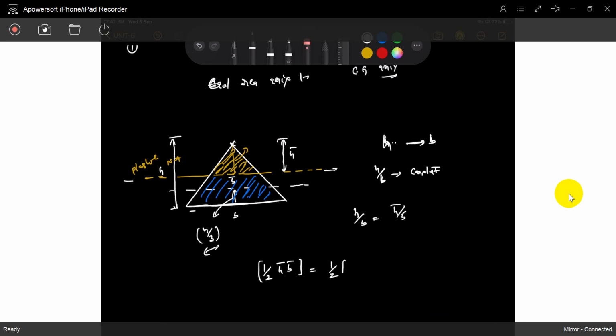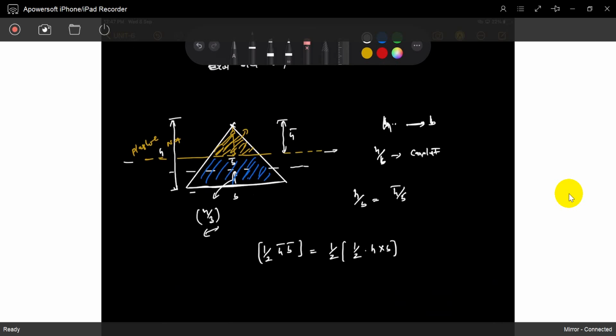Can you write it? Half of the total area is half of HB. You can write it like this. So now this cancels. H dash B dash is HB by 2. So by this you can write B dash, sorry, reverse it, B dash is B H dash by H.